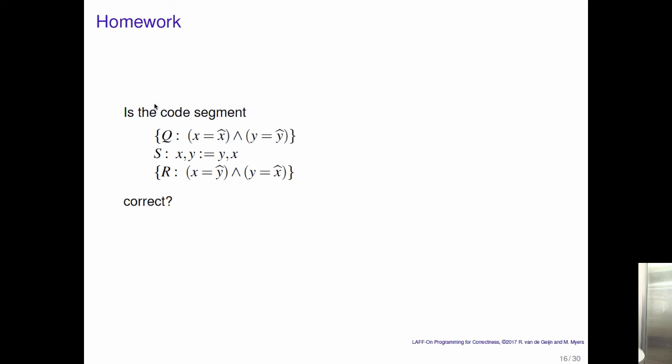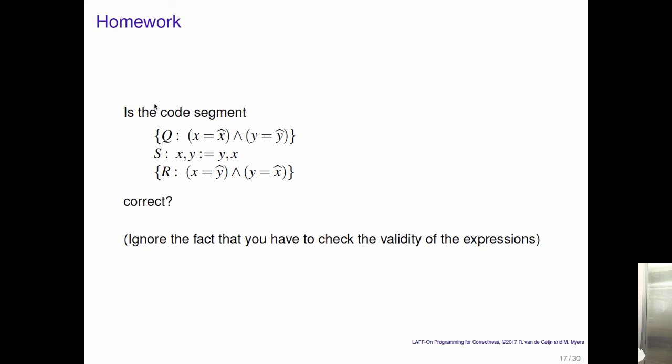Here's a code segment that presumably exchanges the values of variables x and y. Is this a correct code segment? Go and do the homework, and I'll see you in the next video.